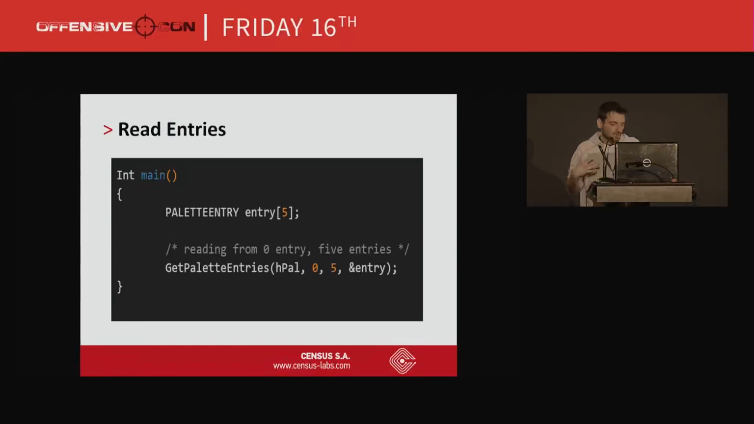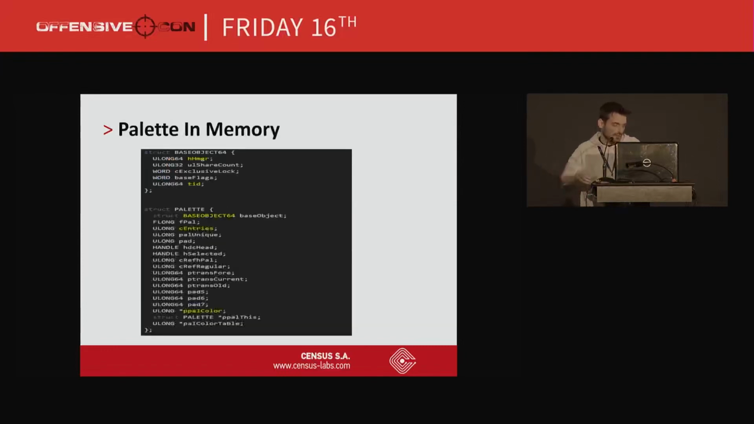So here is an example of how we can read the entries from user space. We call get palette entries with the handle of the palette as the first argument, how many entries we are about to read, and the palette entry data structure, right? As I said earlier, get palette entries is going to read the entries from the pal color pointer, right?